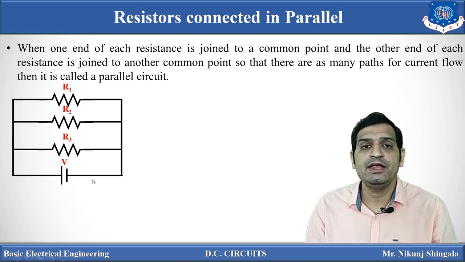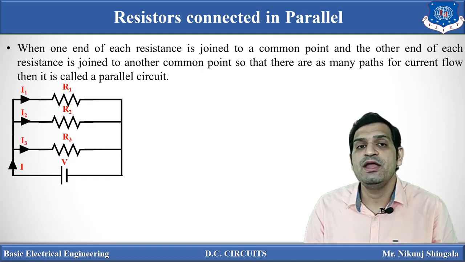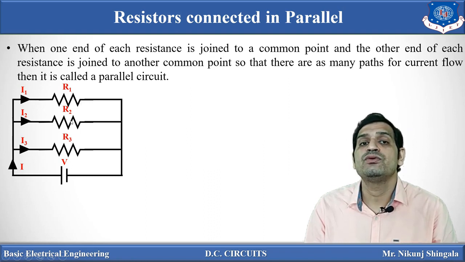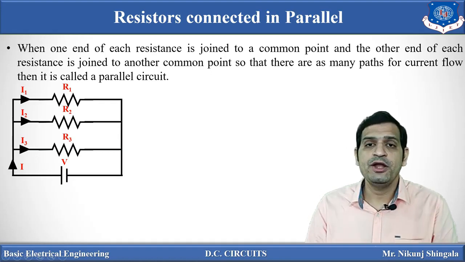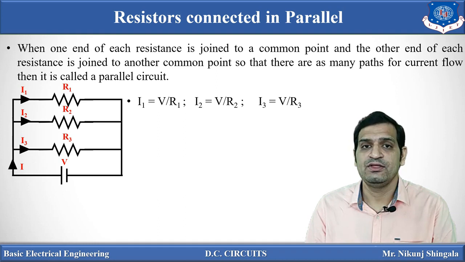Now as the battery is connected, current will start to flow, and the current will be divided because there are a number of branches. So current I gets divided into three currents, that is I1, I2 and I3. I1 is the current flowing through resistor R1, I2 is the current flowing through resistor R2 and I3 is the current flowing through resistor R3. According to Ohm's law, I1 is equal to V divided by R1, I2 is equal to V divided by R2, I3 is equal to V divided by R3.